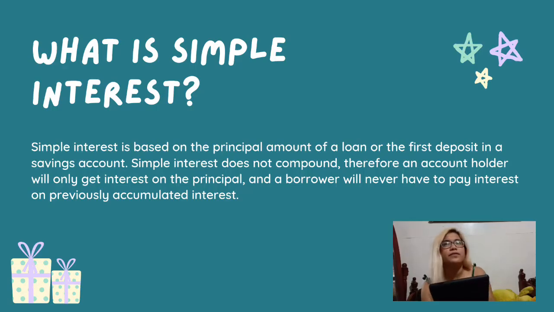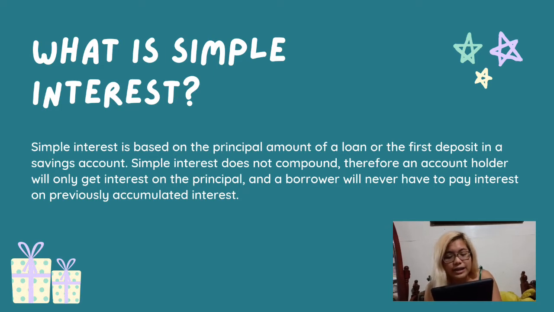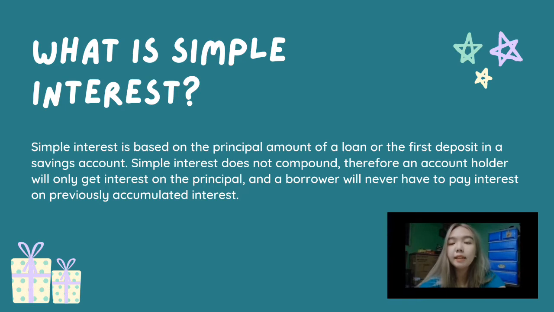So let's talk first about what simple interest is. Simple interest is based on the principal amount of a loan or the first deposit in a savings account. Simple interest does not compound. Therefore, an account holder will only get interest on the principal, and a borrower will never have to pay interest on previously accumulated interest.